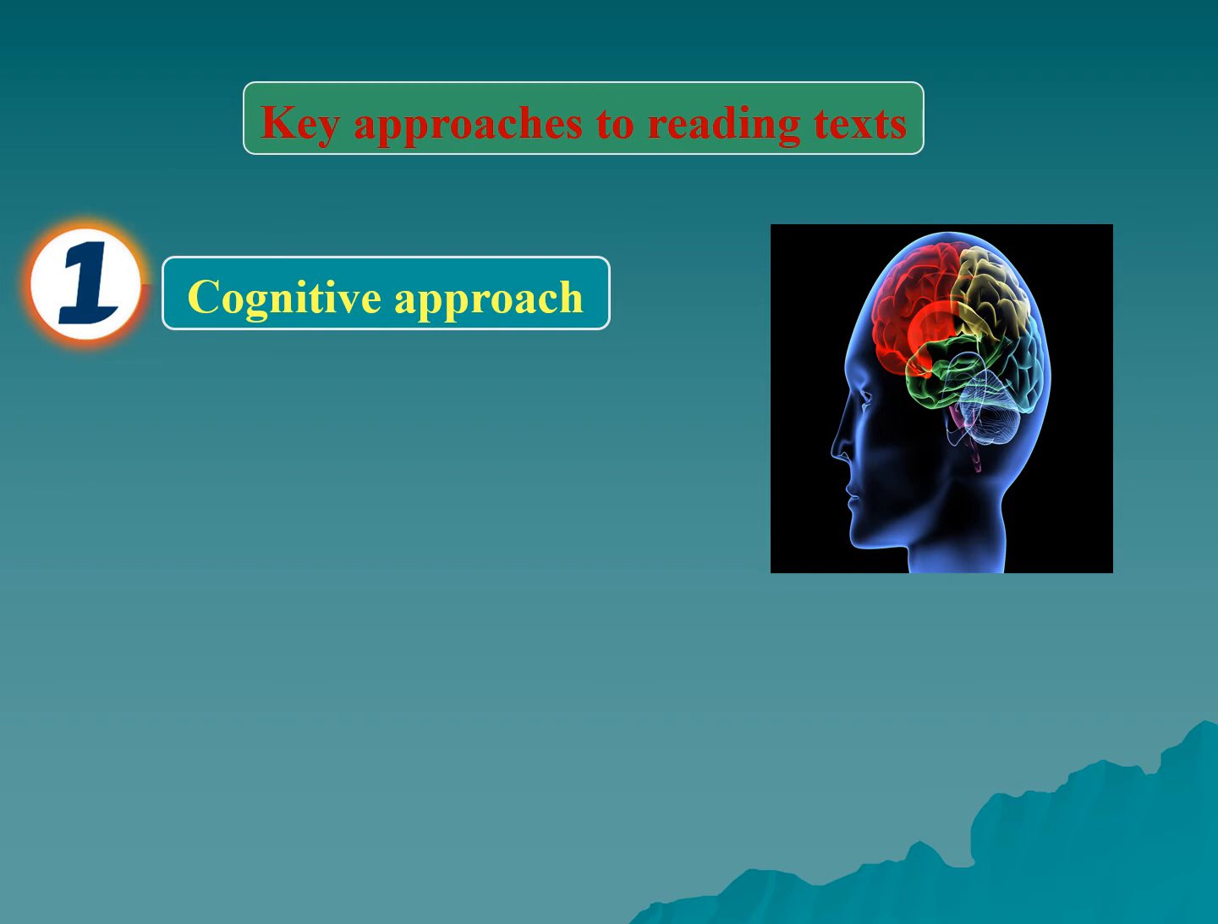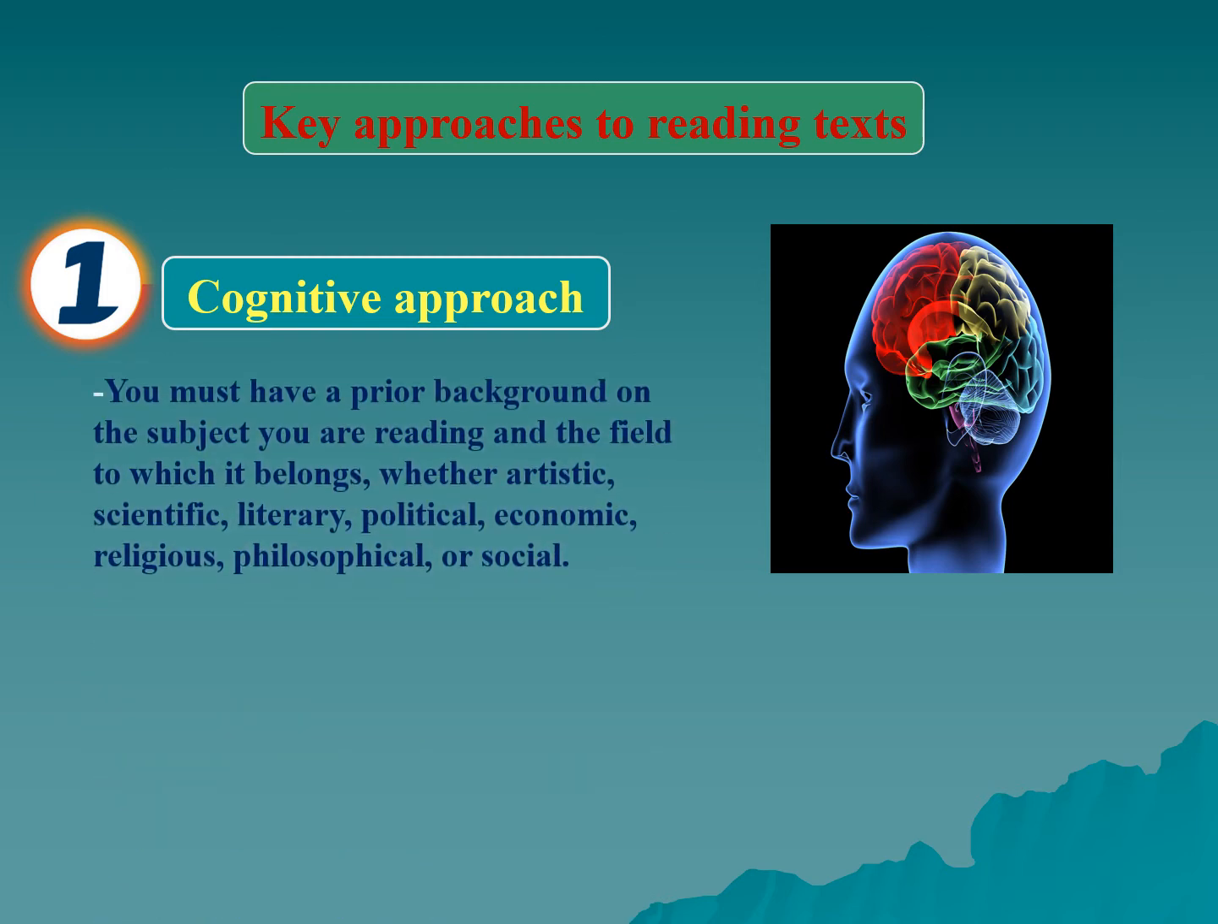First of all, you need to know your previous knowledge, your prior knowledge or background about the topic under discussion. In order to understand your text very well and get information from it, you should first analyze and organize the previous knowledge or prior background on the subject and the domain that it belongs to. So you must have a prior background on the subject you are reading and the field to which it belongs.